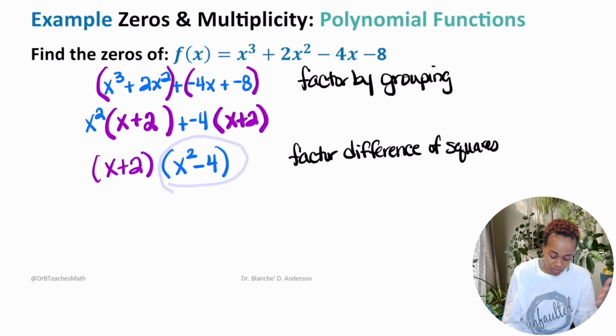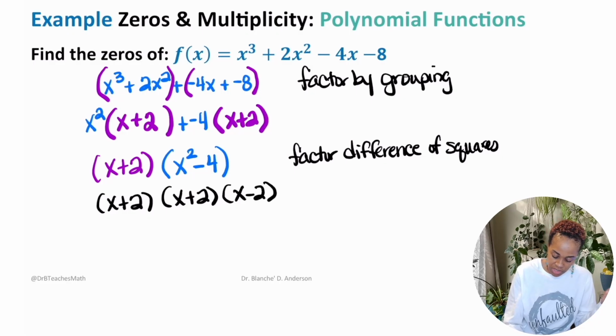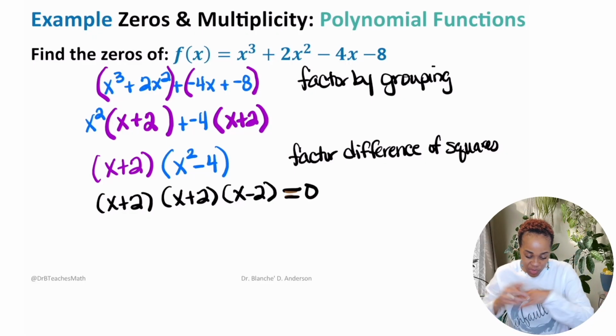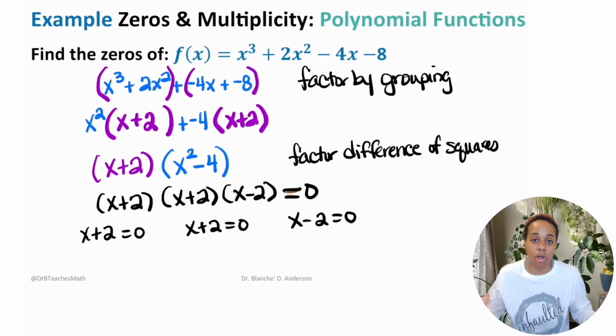Our difference of squares formula tells us that we can write this as, I wrote that in a different color, x plus 2, and then this will be x plus 2 times x minus 2. And all of this we're going to set equal to 0. Once we get down here, we set it equal to 0, okay? So then x plus 2 is equal to 0, and x minus 2 is equal to 0, because we're looking for all the x-intercepts.